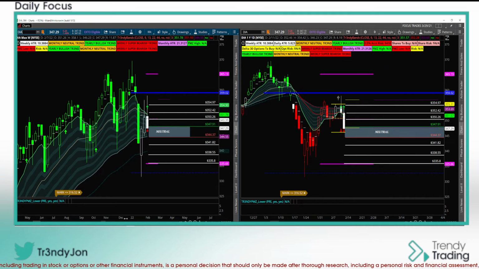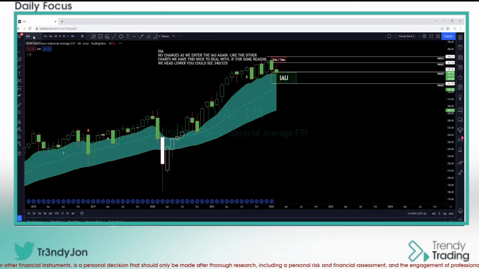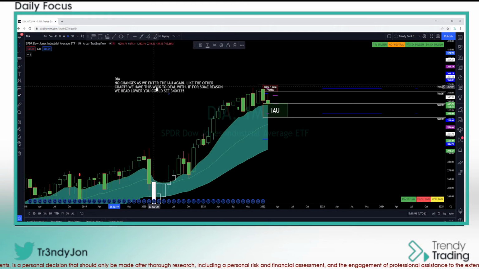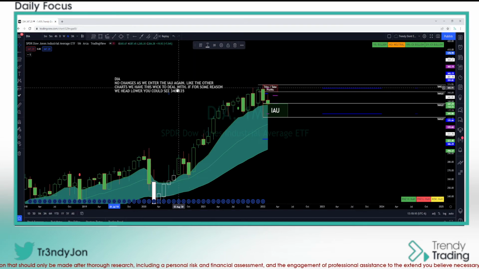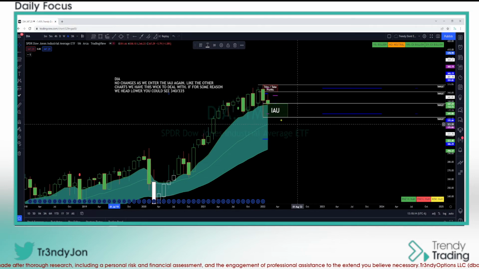Let's go ahead and take a look over here at our TradingView, and we'll go to the DIA. Notice here on DIA, I did not change this one. No changes. As we enter the inside and up again, like the other charts, we have this wick to deal with. That's a big wick. And in fact, we're not very close to the low of this, which tells me if we cannot find support here, and it looks like we're kind of coming into support, but if we're not, then we have a lot of room to the downside in the Dow.